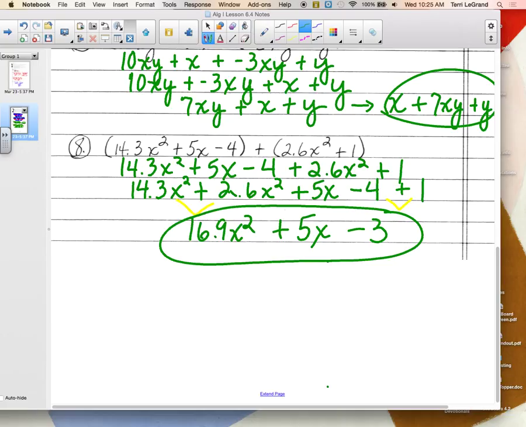Yes, John? Is the reason why we have to add the opposite because of the distributive property? Partly when we start multiplying, and also it's kind of like when we're doing subtraction, we are distributing a negative 1, so yes.